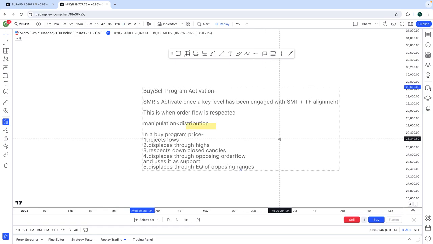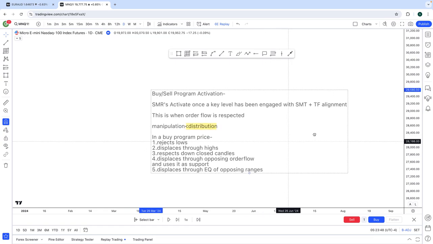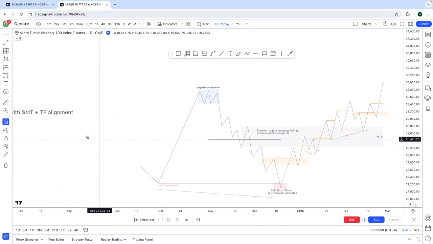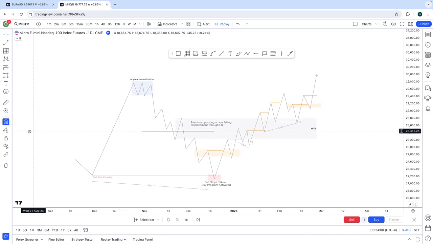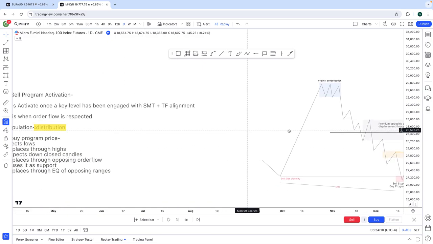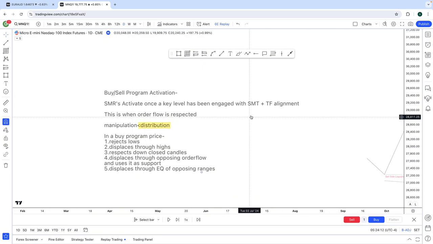Okay, so let's go into some examples. Pretty simple. Like I said, we only look for order flow once the smart money reversal has been put in. So let's go to a little depiction here. So this is the activation of a swing low with SMT. So let's go over here.